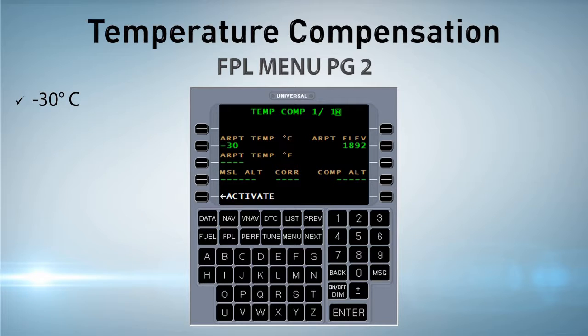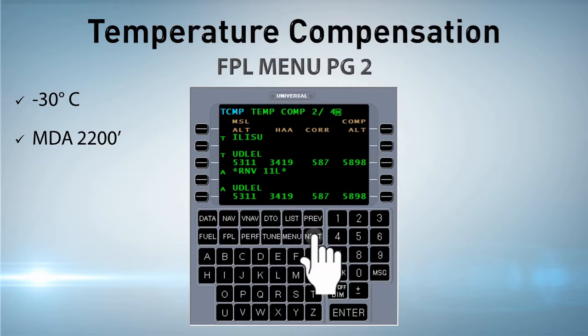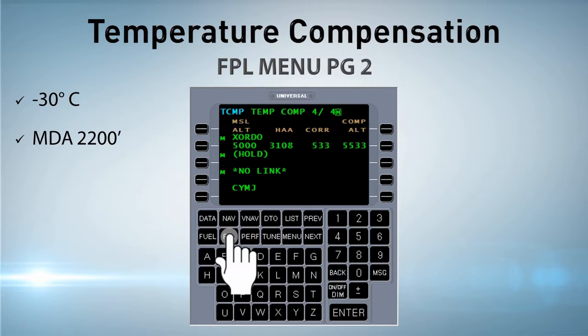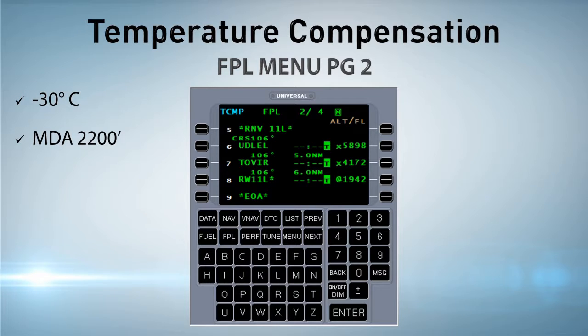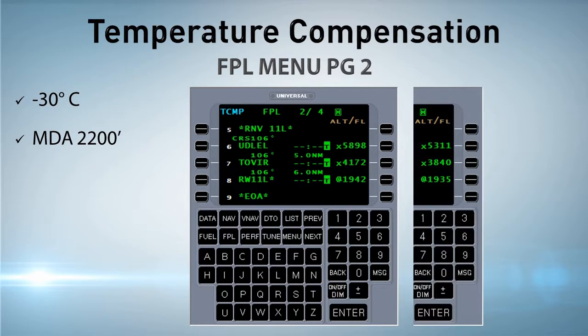Before pressing that key, let's enter the MDA for the approach, which happens to be 2,200 feet. When you do so, it gives you both the correction and the compensated altitude for the MDA. Let's activate the temp comp by pressing Line Select key 5 left. Here, you will see the temperature compensated altitudes. The inverse video T indicates that these are temp comp altitudes. Here are the original altitudes for comparison.